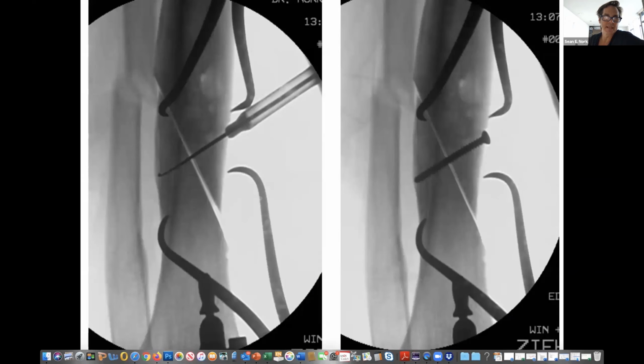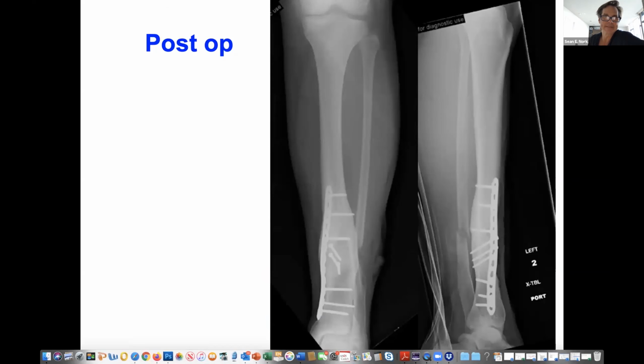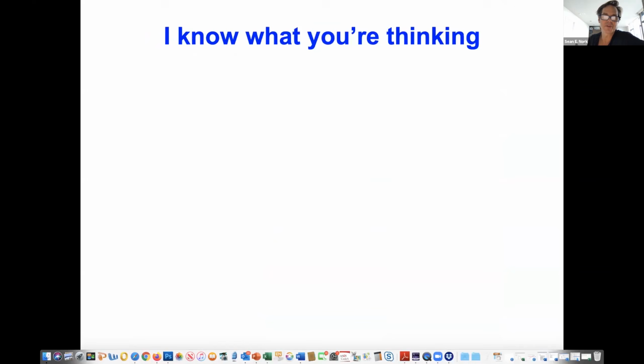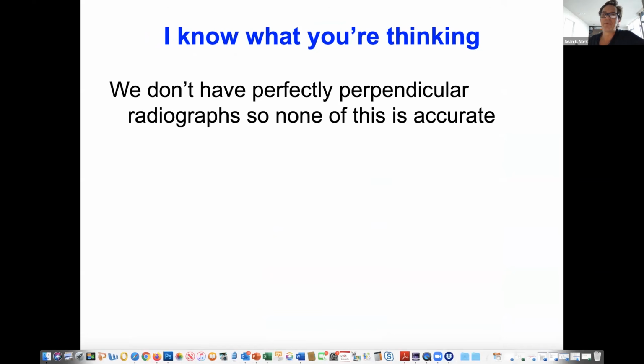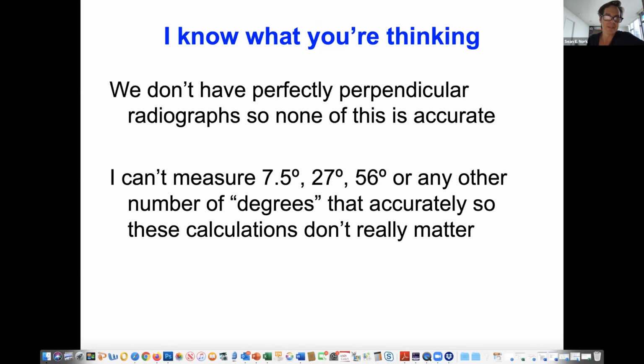Then we fix it with lag screws and a plate. And like I said, we'll come back to this and go through it a little more slowly. Now, I know what you're thinking. Everyone's like, okay, we don't have perfectly perpendicular radiographs, so none of this is accurate. But I would argue we can obtain good quality radiographs at 90 degrees so that we can calculate exactly the deformity and the no deformity view.